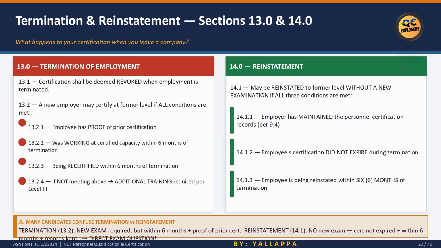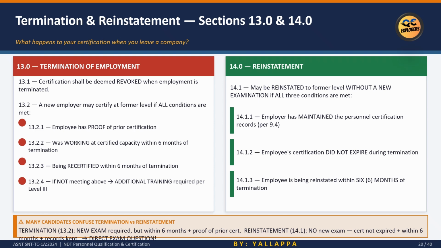This is one of the most confusing sections for candidates. Termination versus reinstatement. When employment is terminated, certification is considered revoked. However, a new employer may recertify the individual under certain conditions. Now, reinstatement. Reinstatement means the same employer brings the employee back. No new examination is required if records were maintained, certification did not expire, and reinstatement occurs within 6 months.